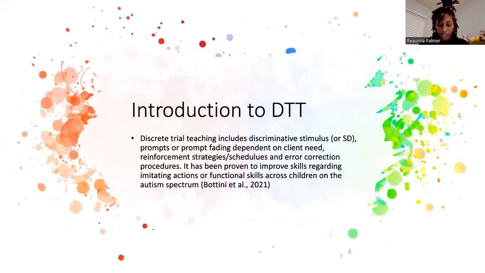So first, an introduction to DTT. Discrete trial teaching includes a discriminative stimulus or an SD, prompts or prompt fading, dependent on the needs of the client, reinforcement strategies and schedules, as well as some sort of error correction procedure. It's been proven to improve skills regarding imitating actions or functional skills across children on the autism spectrum.